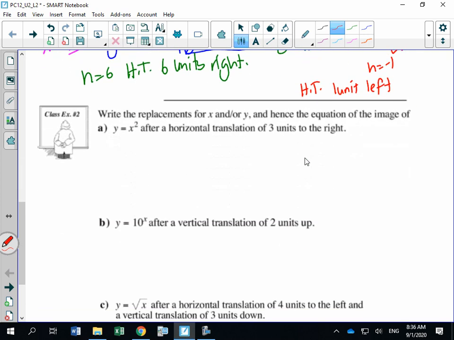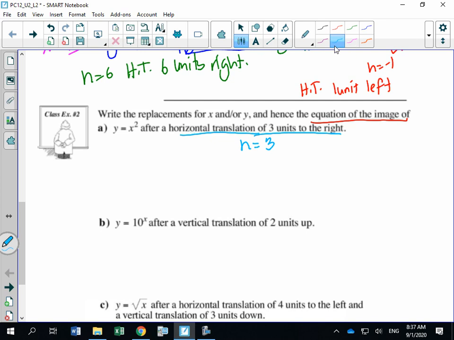Class example number 2. Write the replacement notation for x and or y, and hence the equation of the image. Okay, so the equation of the image, that's after the transformation, right? The original function is y is equal to x squared, and they want a horizontal translation of 3 units to the right. So we know that a horizontal translation is our h parameter, and if they want it 3 to the right, h is going to be equal to 3. Now, a horizontal translation, that is an x replacement.